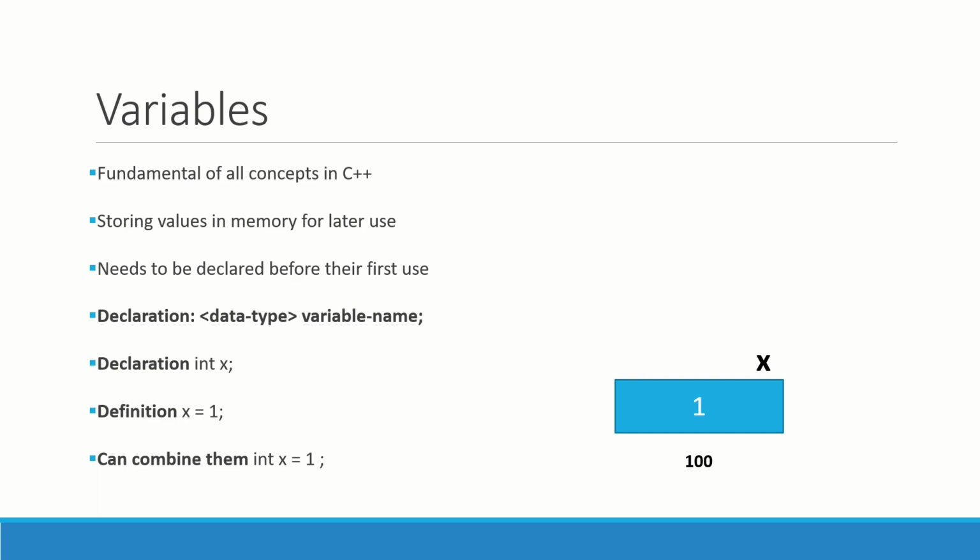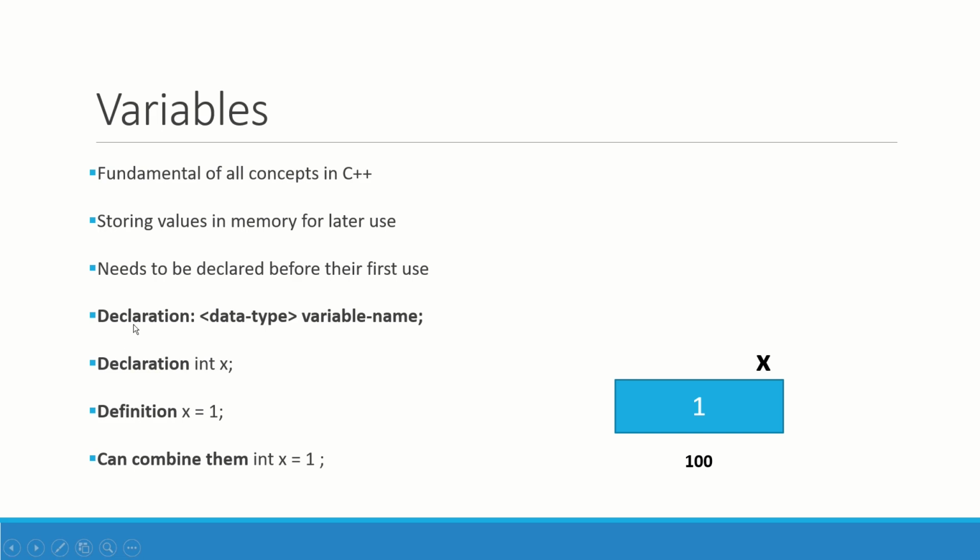Coming to the second topic of the tutorial, variables. Variable can be considered as the fundamental of all concepts in C++. We store values in the variables for later use. You can think of variables as a small box where you can store values. Variables need to be declared before their first use.